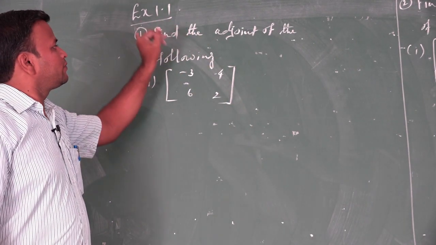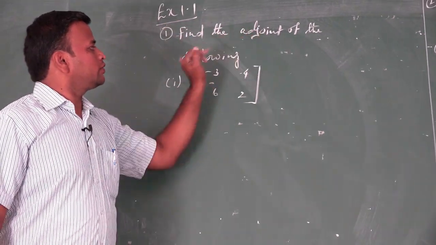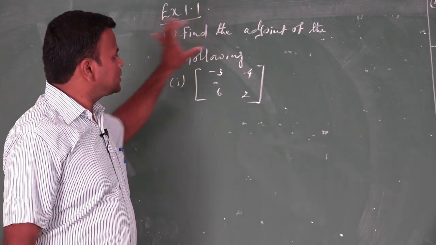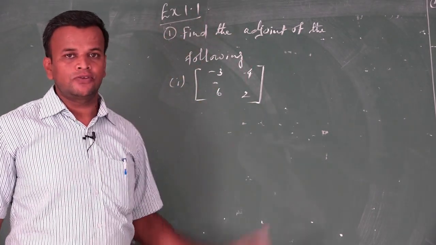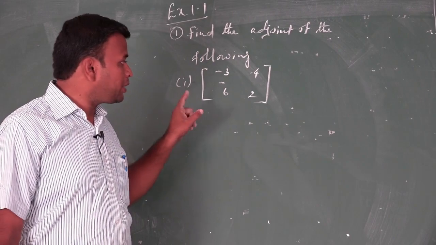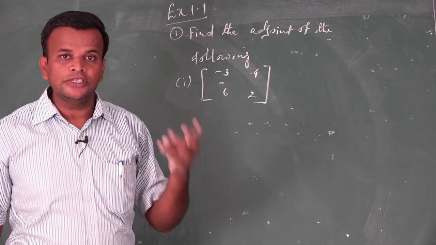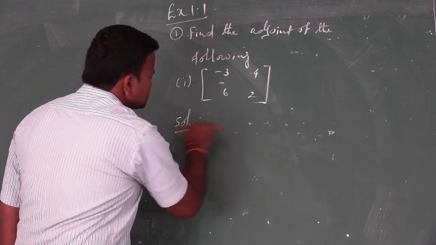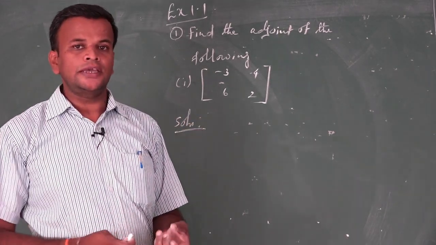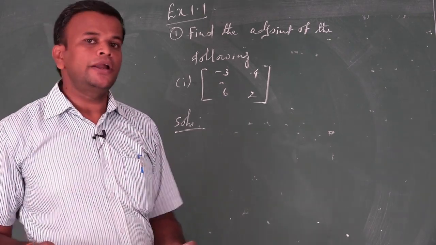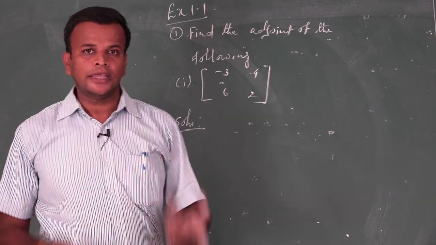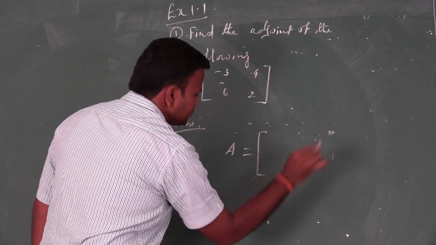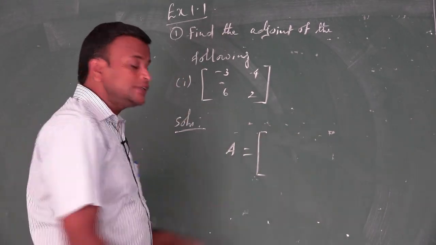In the exercise, the first one: find the adjoint of the following matrices. The name of the matrix is not given, A, B, C like this is not given. So the name of the matrix is our choice. It may be A, B, C, it is your choice, but all matrices are denoted only by capital letters. Since it's the first one, I will take the name of the matrix as A.